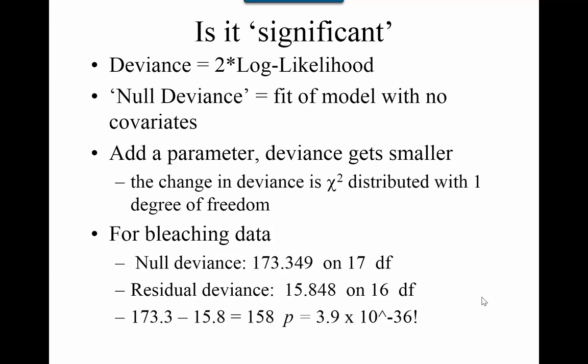And if we look at how far out on the tail we are, what's the probability of getting a chi-squared value that large or larger from a chi-square distribution with 1 degree of freedom, that probability is 3.9 times 10 to the minus 36. So a vanishingly small probability of getting a number that extreme. That suggests that adding that covariate has a very strong effect on the expected value of the response.